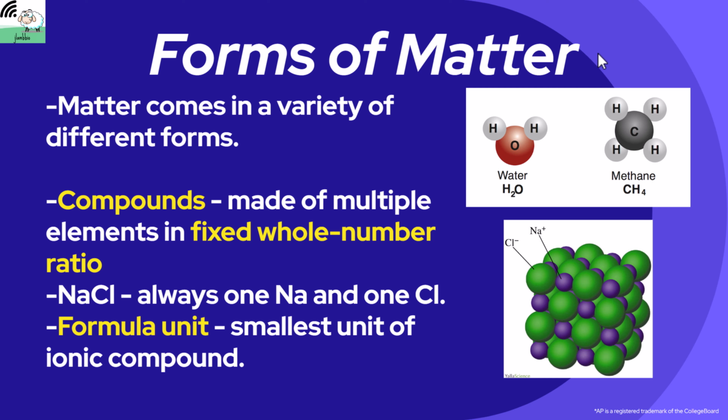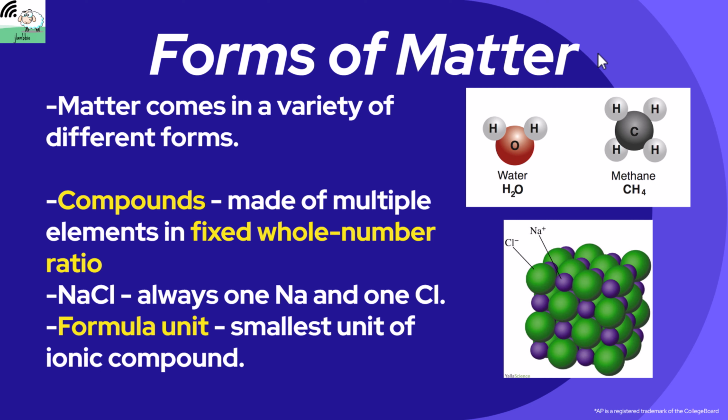If the ratio of hydrogen and oxygen were different, then it would no longer be considered water and would no longer be considered H2O. Same with methane on the right-hand side here. Methane consists of 1 part carbon and 4 parts hydrogen. So if we consisted of different elements in different whole number ratios, we would be considered a different chemical compound. And then lastly, NaCl here is always fixed with 1 Na and 1 Cl.